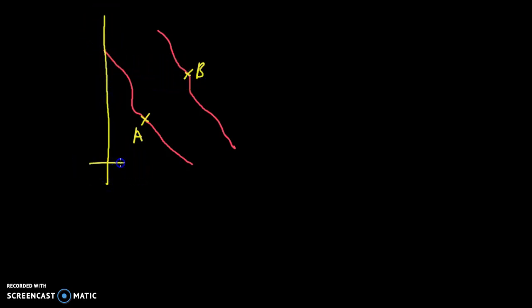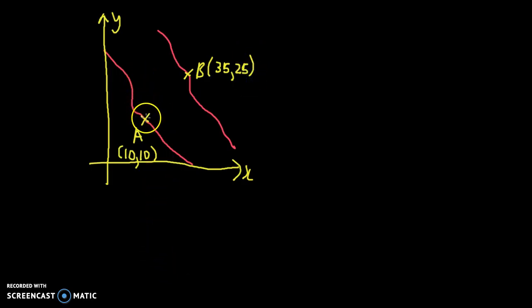One way we could do it is we could draw a set of axes, so our x and y axis. And then we can give our points coordinates. So A, I'm going to call (10, 10), and B, I'm going to call (35, 25). So we want to find A to B. Describe our swim A to B.